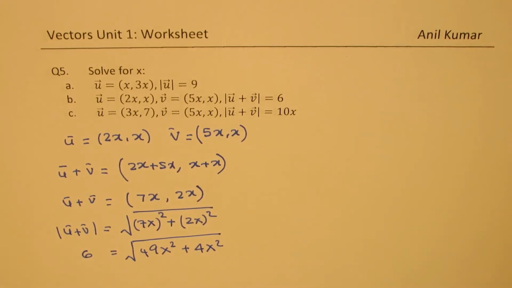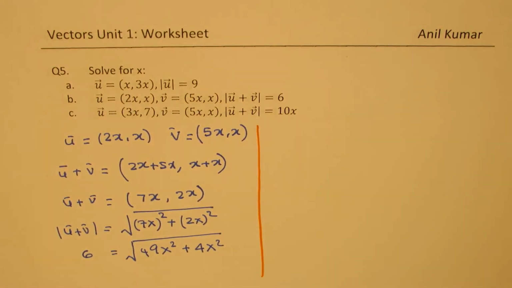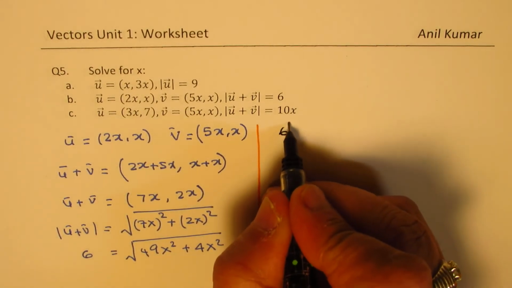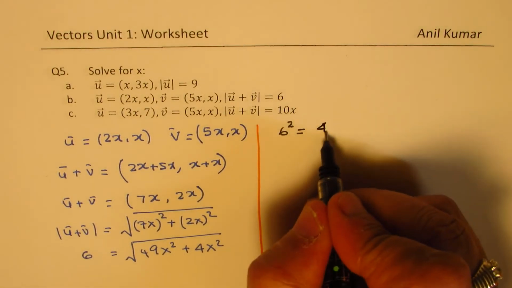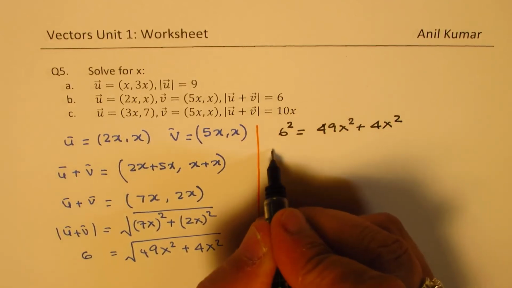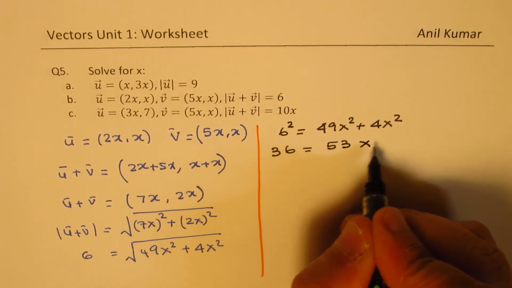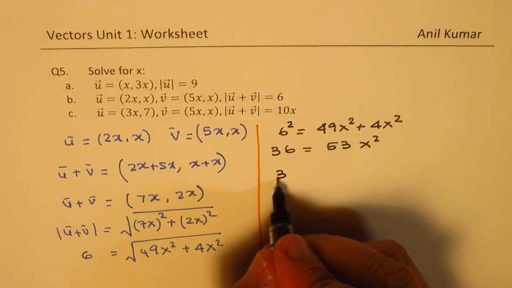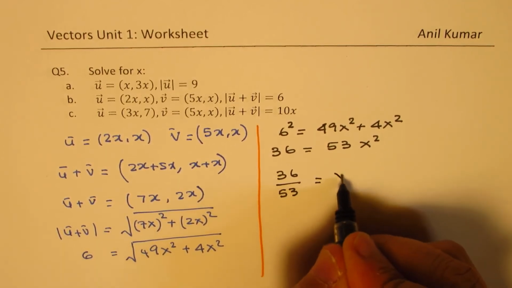Now we can square both sides and solve just as we did last time. Perfect. At this stage, you can always pause the video, further solve the question, and then look into my suggestions. So we can write this as 6 squared equal to 49x squared plus 4x squared. So we have 36 equal to 53x squared, or we can write 36 over 53 as equal to x squared.